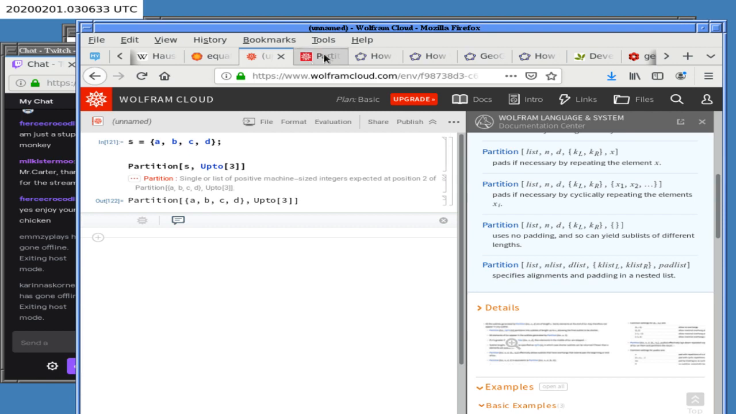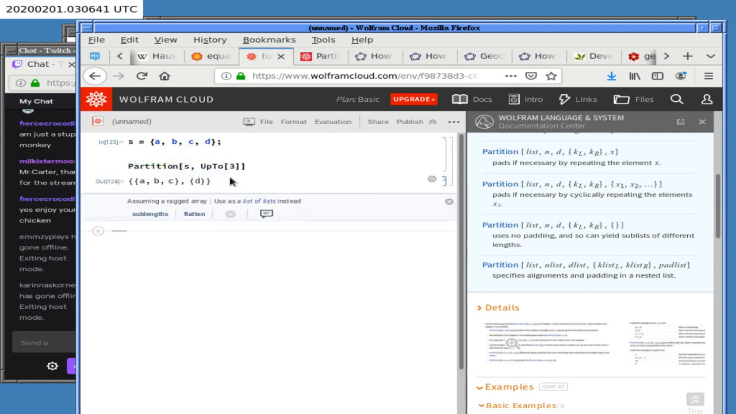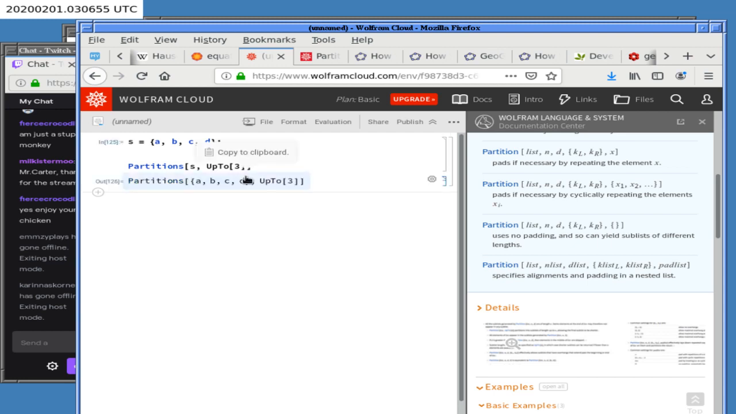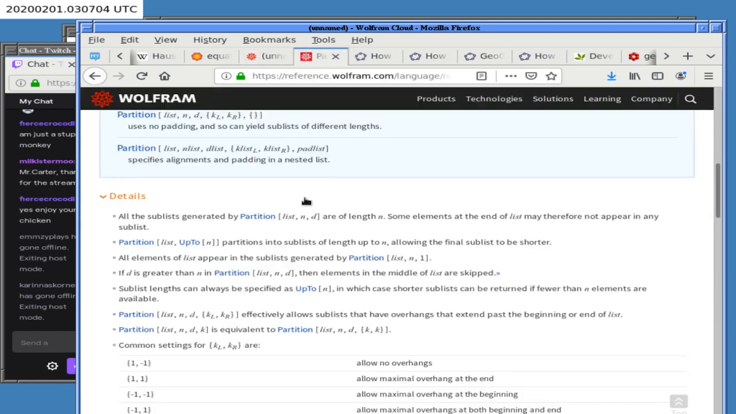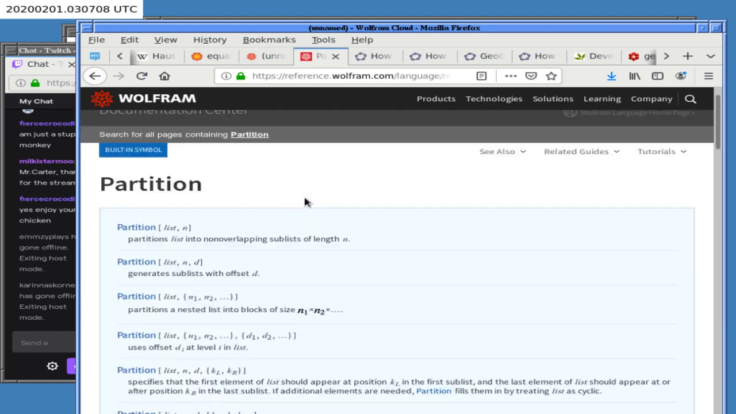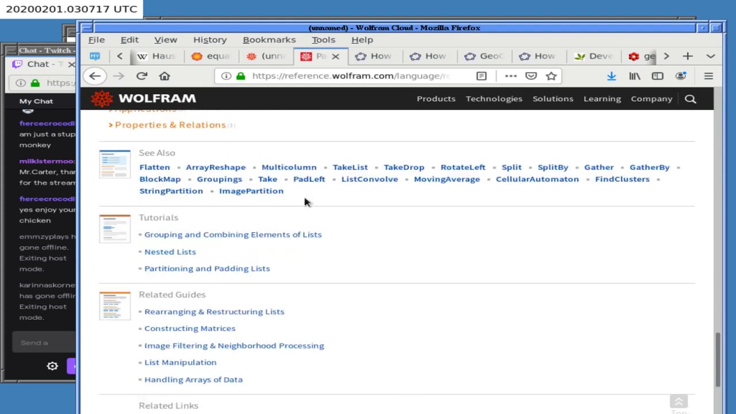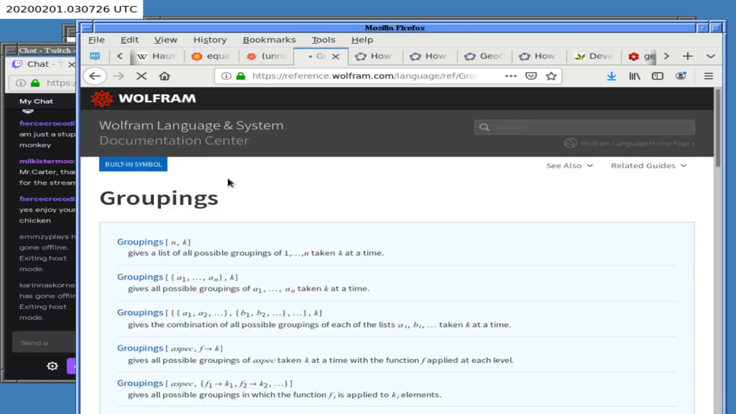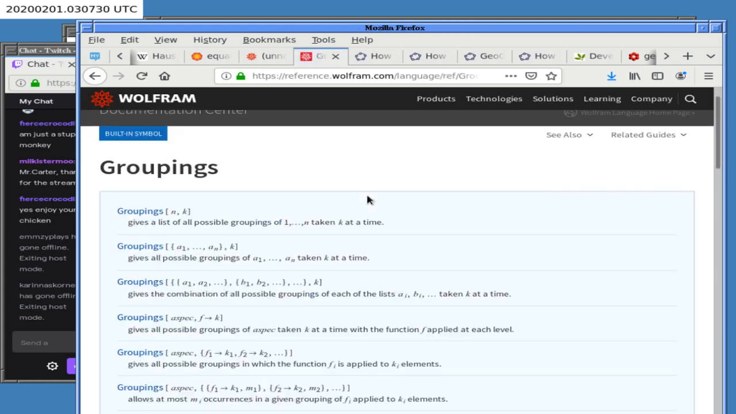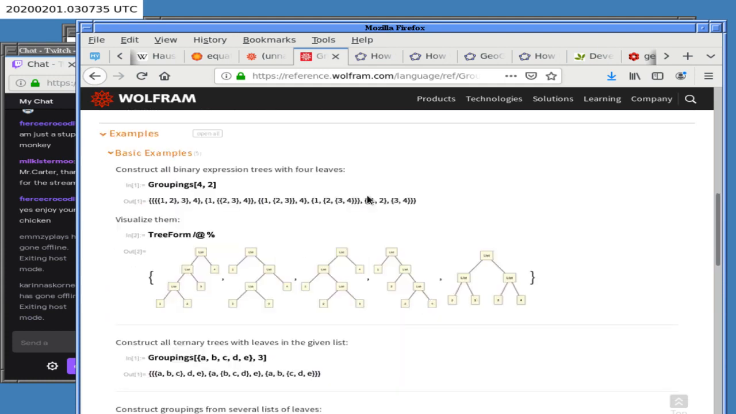Okay, so I apparently did something wrong with the up to. Up to is camel cased. Okay, that is good. It's not the only such partition, though. Is partitions pluralizable? I don't think it is. Yeah, it is not. So partition will just give me the one partition of the list. And maybe I'm looking at the wrong thing now that I think about it. Let's see what I'm really looking for here: flatten, reshape, multi-column, take, drop, rotate left, split by, gather by, groupings maybe is what I want. Groupings of 4-2. Oh my god.